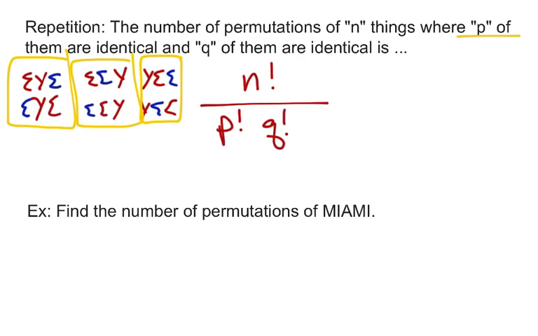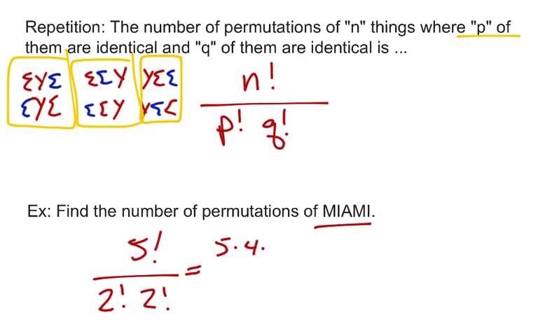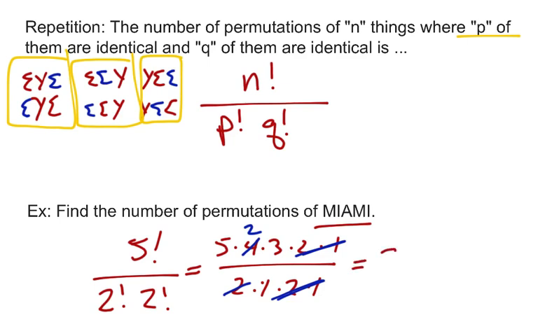Like in this example down here, we'll find the number of permutations of the letters of the word Miami. We're going to start with how many letters there are total, which is 5 factorial. Then we want to divide off all the permutations of all the things that are the same. Well, there are 2 m's, so we're going to divide by 2 factorial. And there are 2 i's, so we divide by another 2 factorial. So this is 5 times 4 times 3 times 2 times 1 over 2 times 1 times 2 times 1. Now start simplifying. The 2 times 1's cancel, and 2 goes into 4 twice, so we end up with 5 times 2 times 3, which is 30 different permutations.